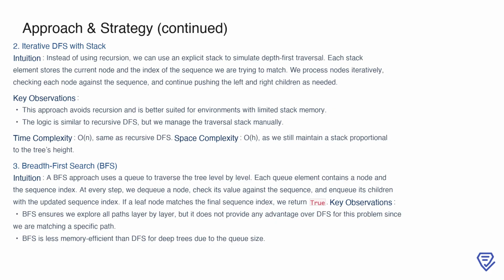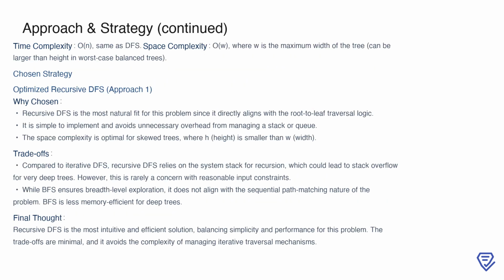At each step, we dequeue a node, verify its value against the sequence, and enqueue its children with the updated sequence index. If we find a leaf node that matches the final sequence index, we return true. However, BFS does not offer any clear advantages for this problem. While it ensures layer-by-layer traversal, it is less memory efficient than DFS for deep trees due to the large queue size required.